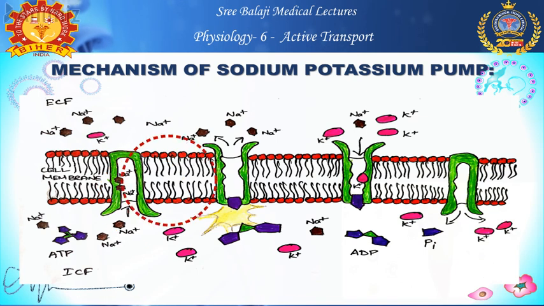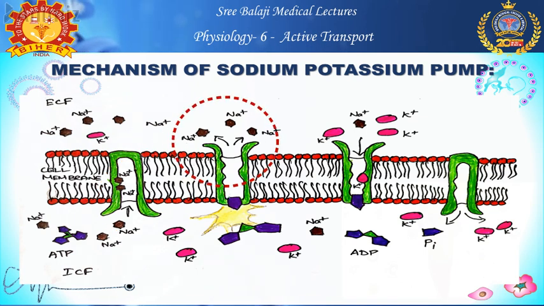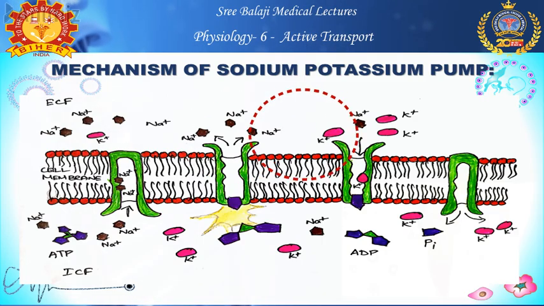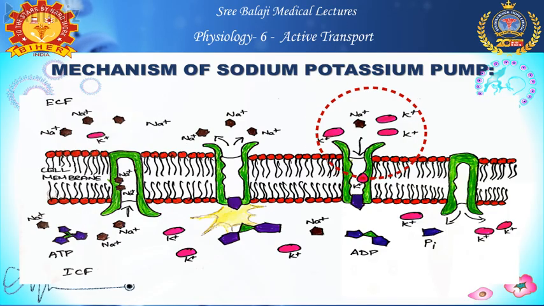Because of phosphorylation, the pump changes its shape. Now it becomes open towards the outside of the cell. At this point, its affinity for sodium decreases. Since affinity decreases, the 3 sodium ions are released outside the cell. Now sodium concentration remains high outside. In this outward facing position, the pump now has high affinity for potassium. 2 potassium ions from outside bind to the pump.